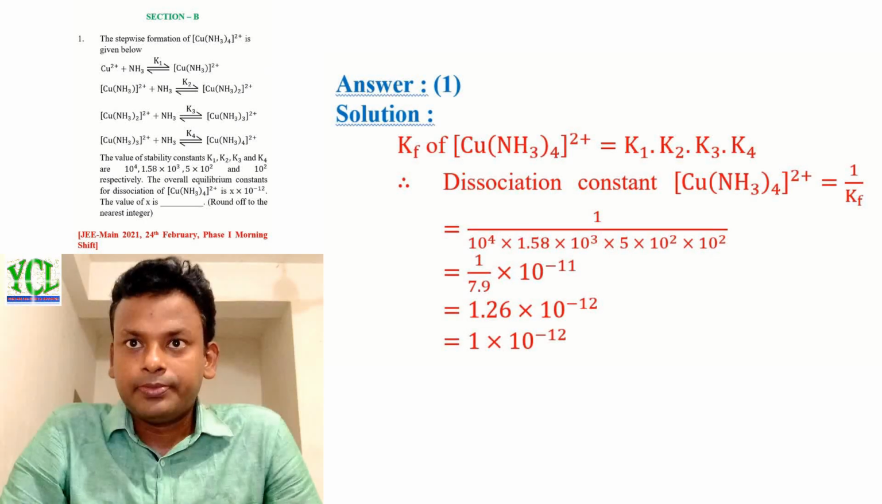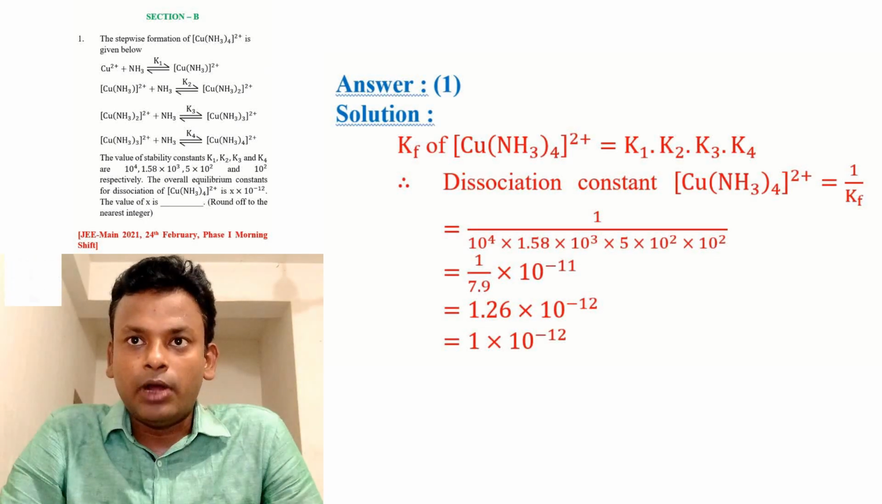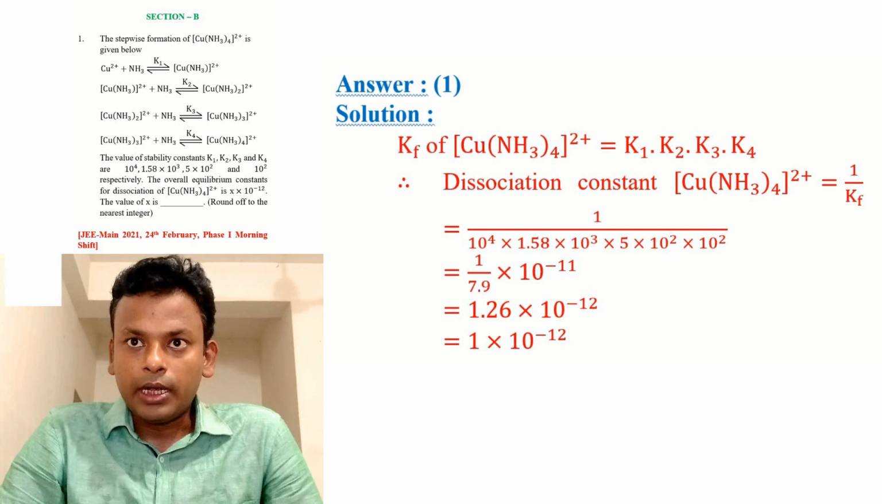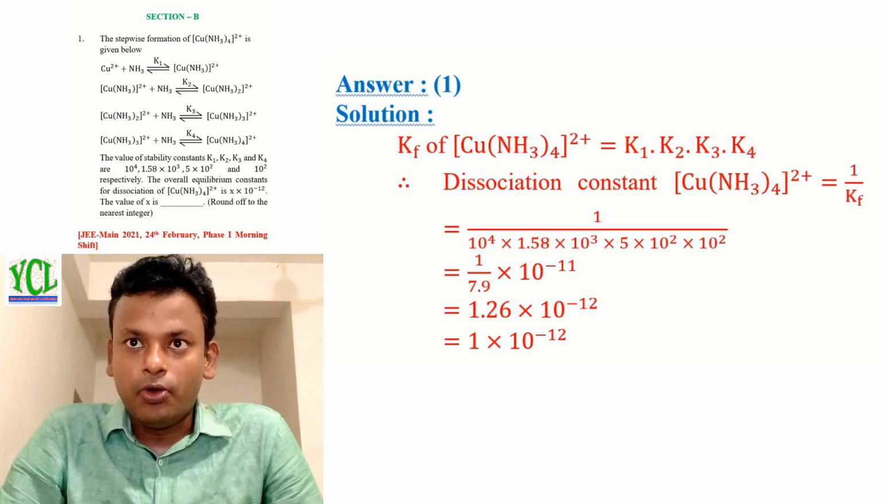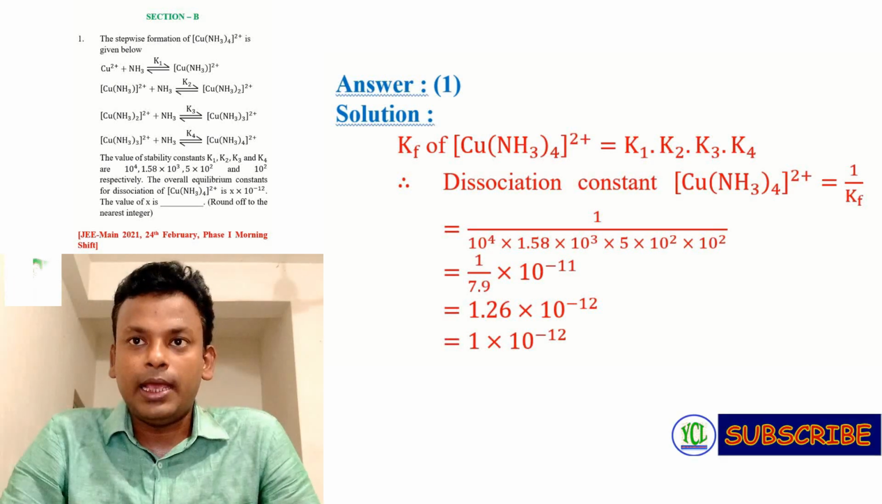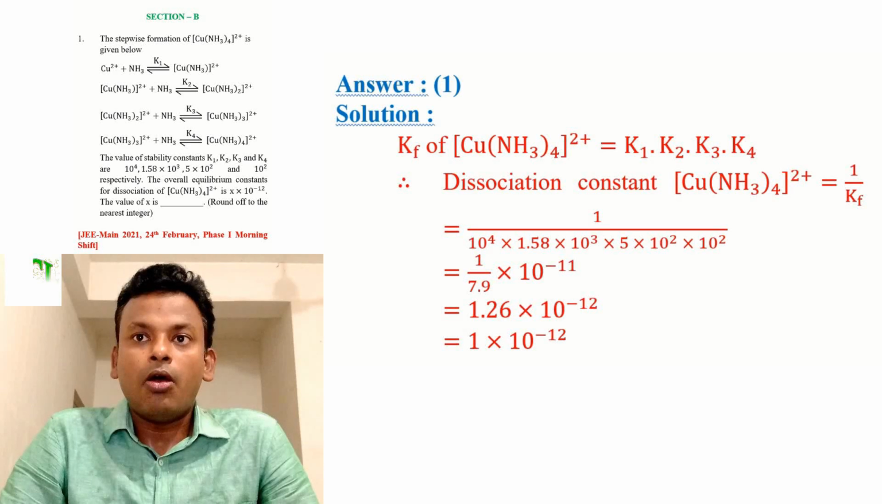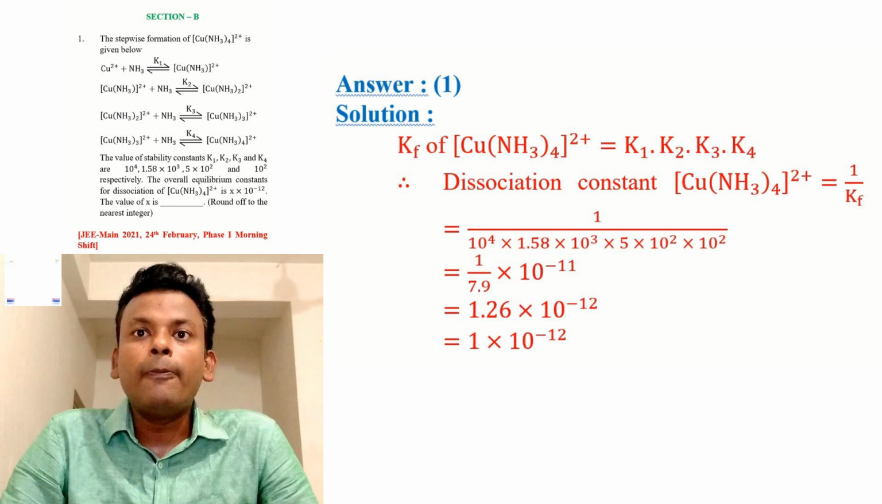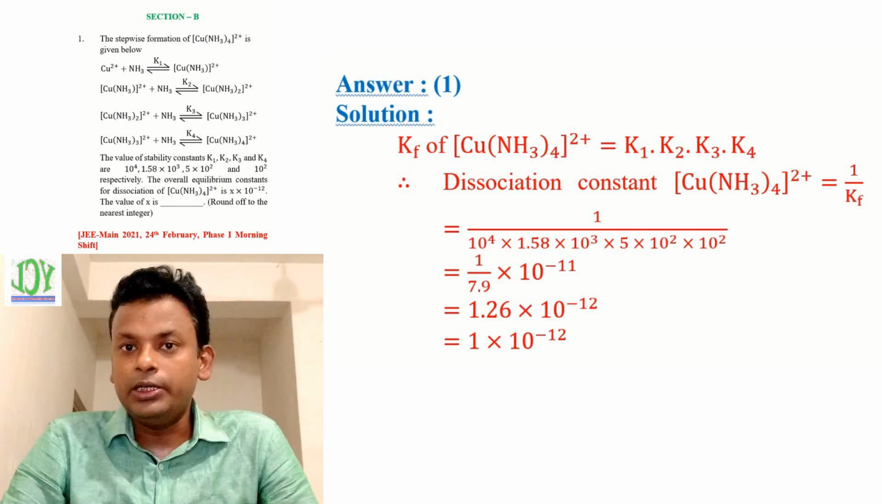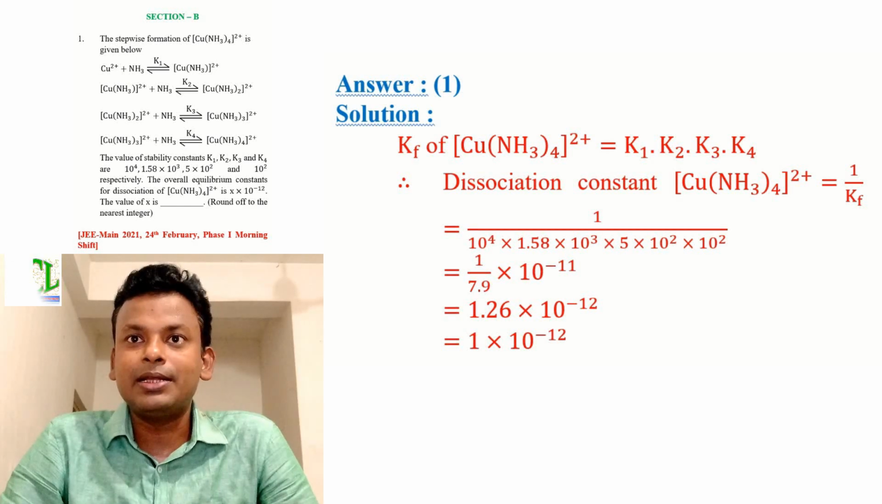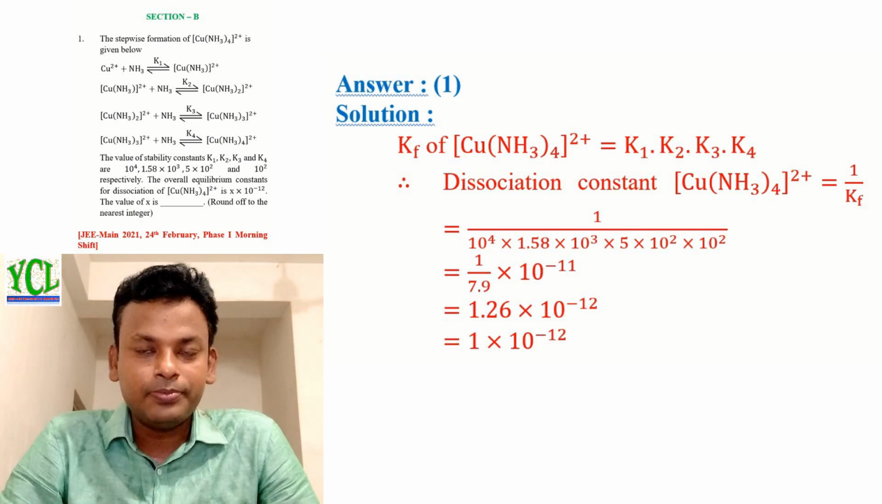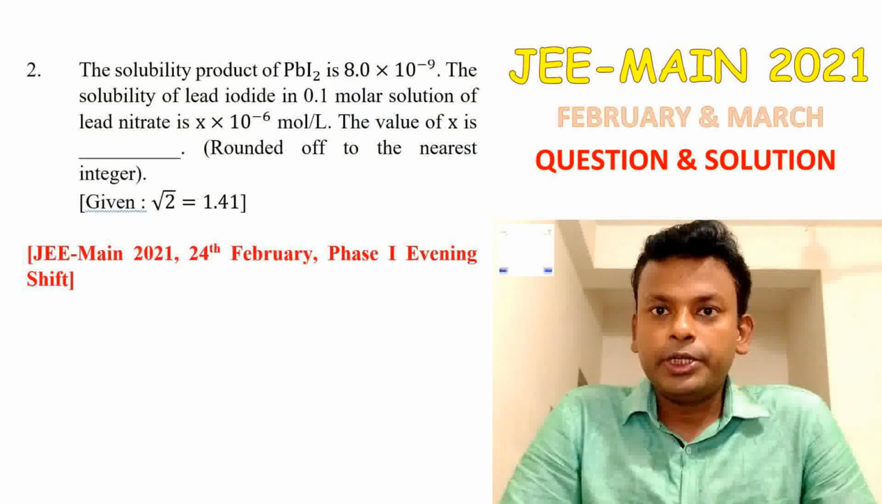is 1. We know that Kf of Cu(NH3)4 2 positive equals K1 into K2 into K3 into K4. So the dissociation constant equals 1 by Kf. So the value is 1 into 10 to the power minus 12. So the answer is 1. So, next, question number 2.